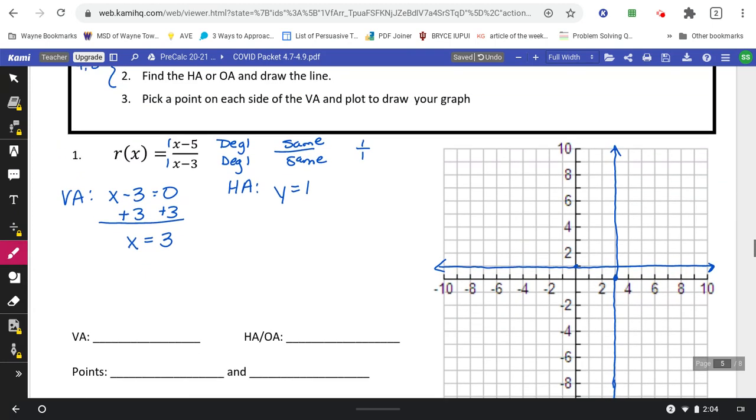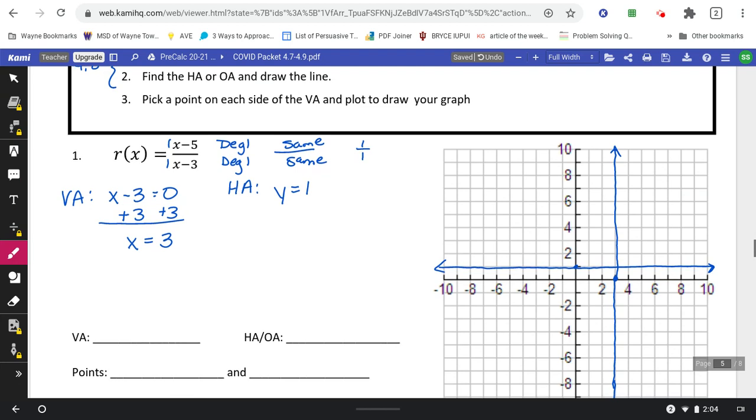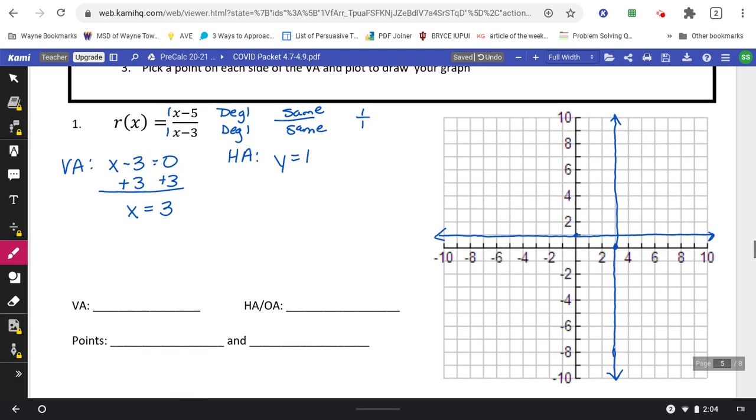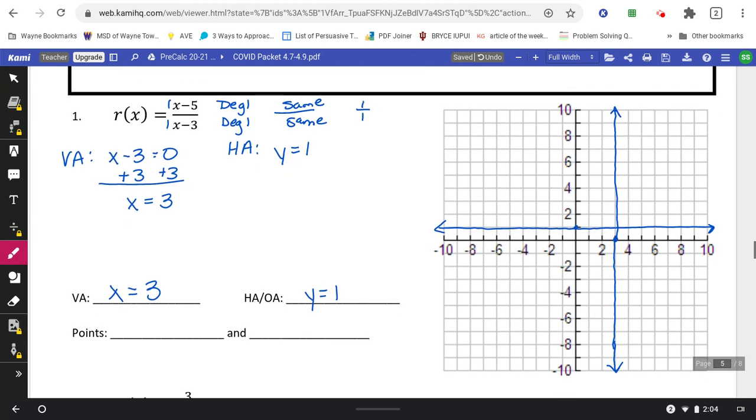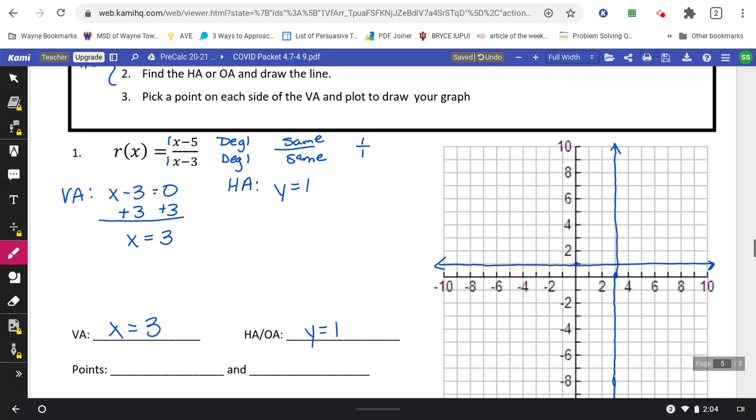Now let's talk about part number 3, step 3. Pick a point on each side of the vertical asymptote and plot to draw your graph. All right, let me fill in my answers down here with what I got. So vertical asymptote is x equals 3. Horizontal asymptote, y equals 1. All right, and now we're ready to find where the graph actually is. So what we're going to do is locate where the vertical asymptote line is. Here it's at 3. So I want to pick one number bigger and one number smaller, so something on each side of it.